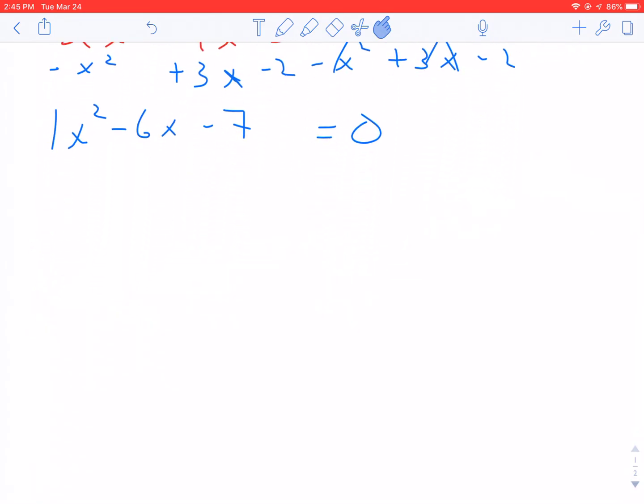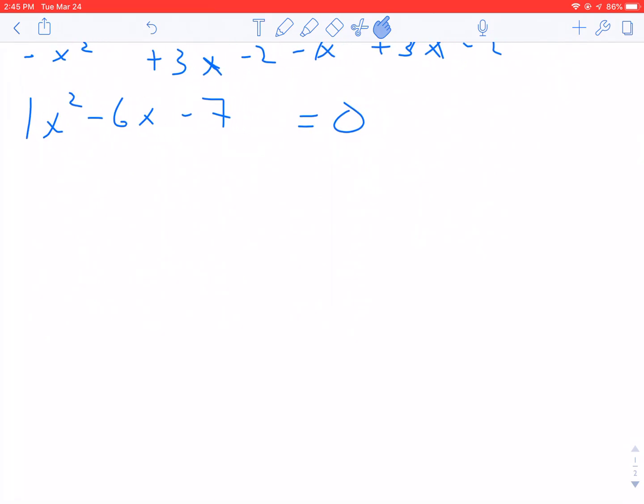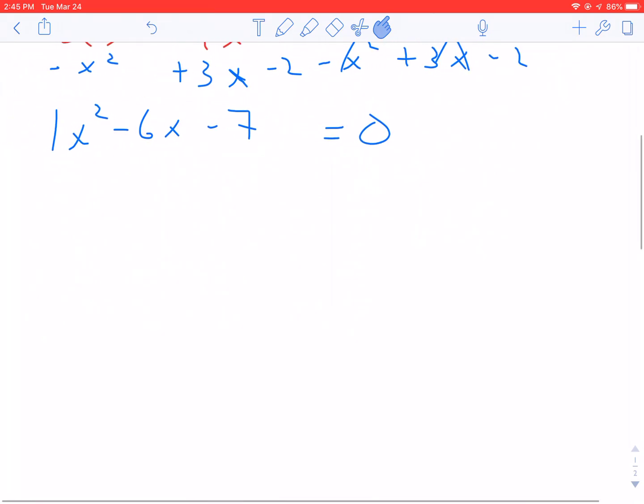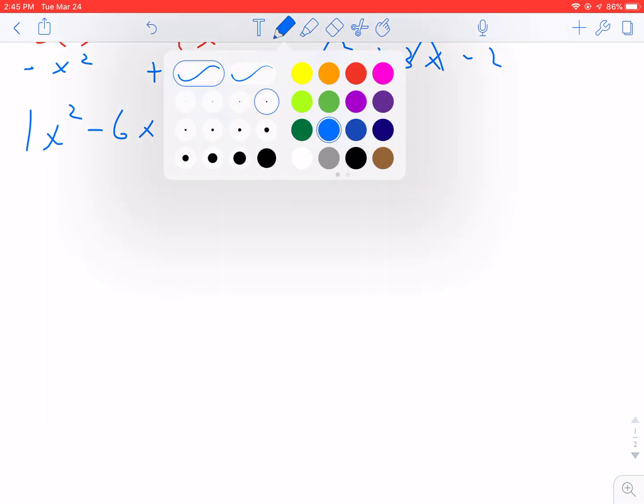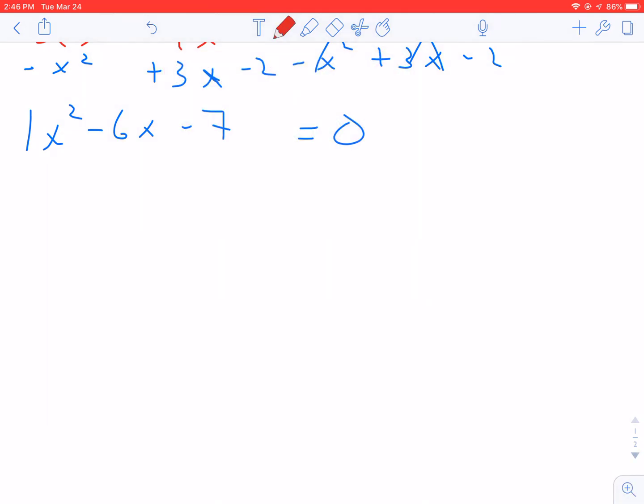Now we've FOILed them. Now we need to factor our polynomial to get our two answers. So in this case, I need to do 1 times 7, which gives me 7. And I'm going to list all the factors of 7. The only two numbers I multiply to give you 7 are 1 and 7.